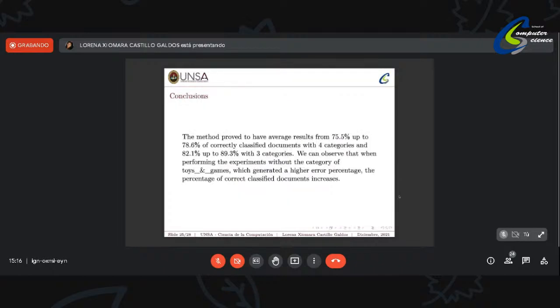And well, some conclusions about the method. This method proved to have average results from 75.5% up to 78.6% of correctly classified with 4 categories and 82.51% up to 89.3% with 3 categories. And we can observe that when performing experiments without the category toys and games, which generated a higher error percentage, the percentage of correctly classified documents increases.